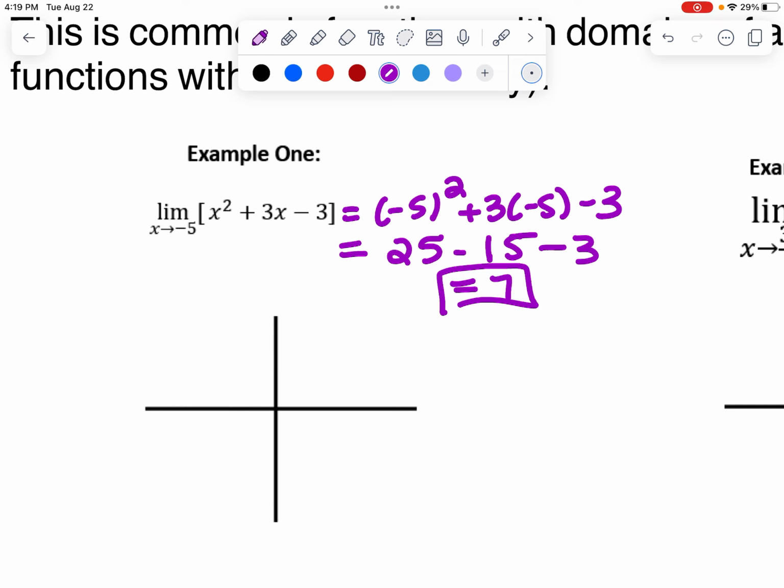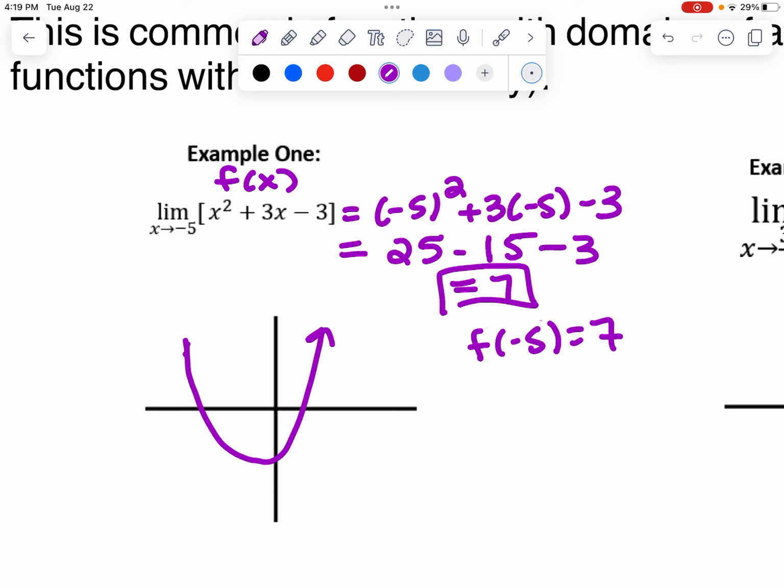Also, say that this function right here we called f of x. F of negative 5 also equals 7. So if you get a finite number, that means that your limit and your function value are the same at that point. And if you were to look at the graph of this, it'd probably look something like this. And negative 5 would be like maybe right here. This is just a sketch, and that would be 7. So that's an example. That function, there's like no gaps or holes or anything, and so everything works out great.